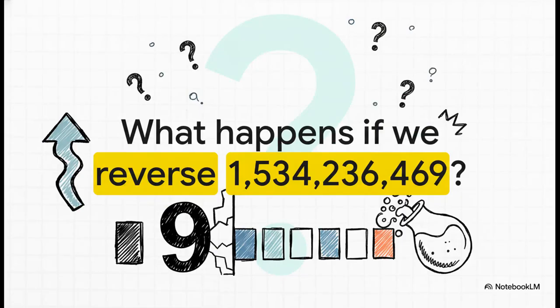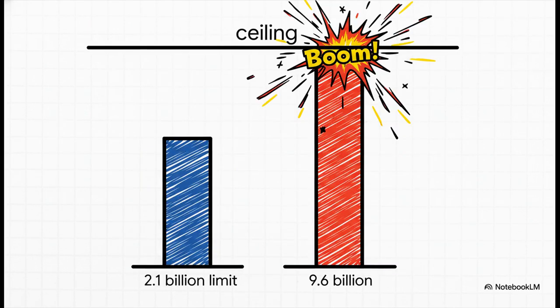So what do you think happens if we feed our perfect logic a number like this one? Now, on the surface, it's a totally valid number. It fits in the bucket just fine. But take a look at that last digit, a 9. Remember, that's going to become the first digit of our reverse number. And overflow. When we reverse it, we get a number over 9.6 billion. That's not just over the limit, it's way over. It completely shatters our 2.1 billion ceiling.